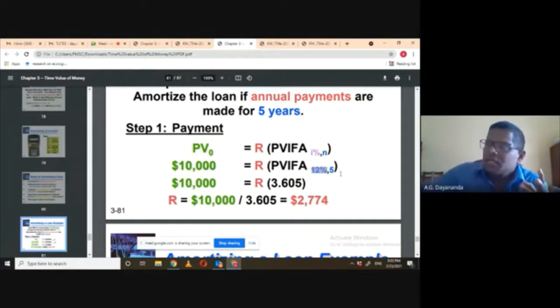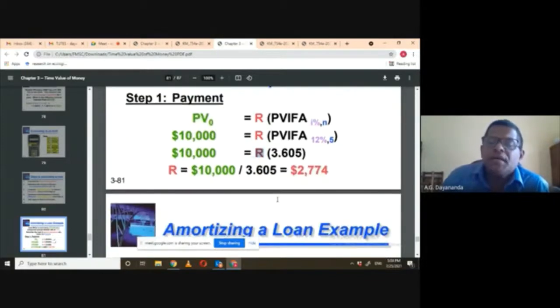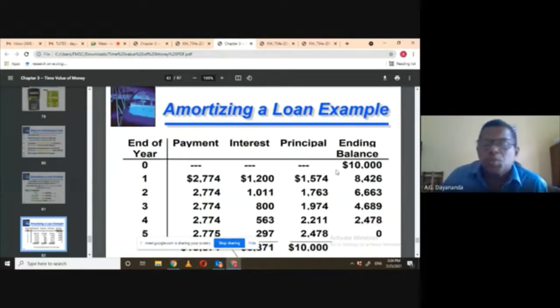So what you do is you select the 12% column and read the 5 row, and the cell where you meet, that is called the present value interest factor. This is the present value interest factor as per your table. Now for the 10,000, you want to calculate the R, so you take the R out and divide by that particular factor. So you get the relevant installment. Thereby the installment would be 2,774.